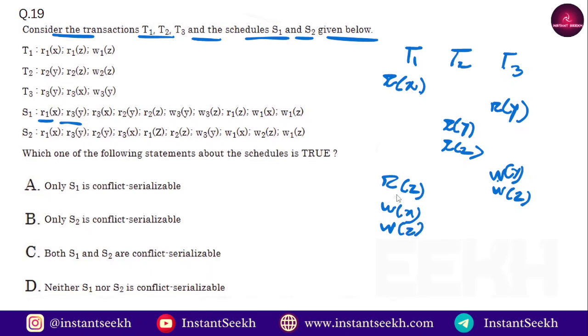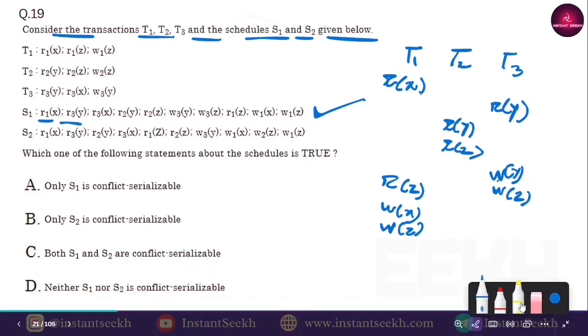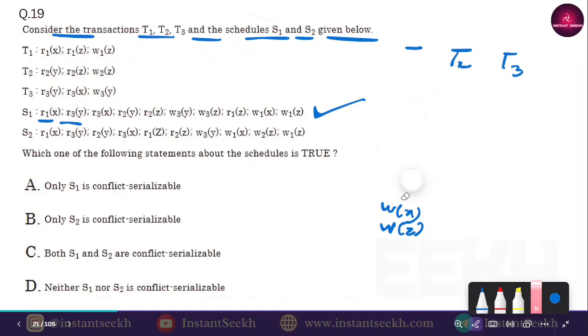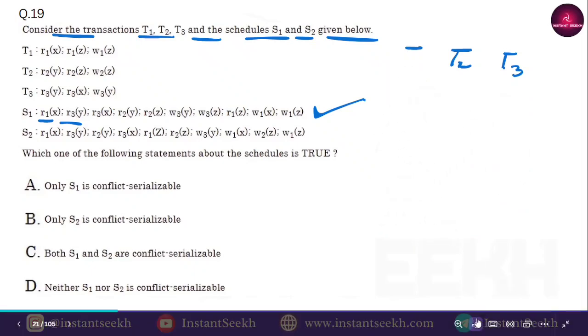Proceeding with the precedence graph, there is no loop in S1. If you see, there is no loop or conflict in S1, so it is conflict serializable. Let's see for schedule 2. Let me erase this first of all. For S1 we have done. Then let's check for S2.